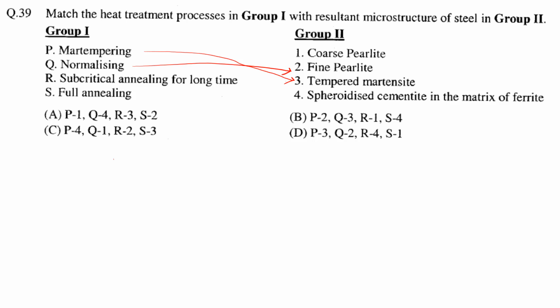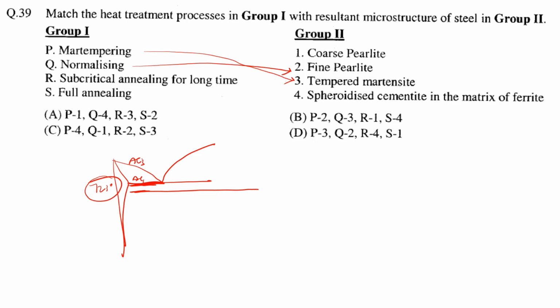Subcritical annealing, what is that? We know it is here 723 degrees centigrade. So this is your first critical line, that is AC1, and this is your AC3. Just below this AC1 we keep the sample for a very prolonged time. So what happens, the cementite, Fe3C, becomes very large in size, right? So that's why we get spheroidized cementite in the matrix of ferrite.